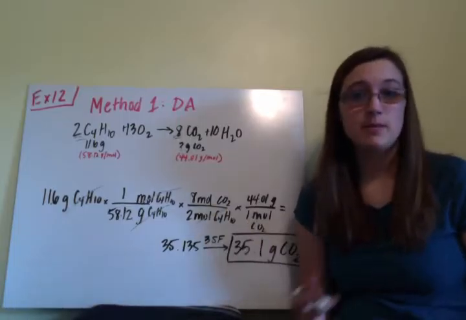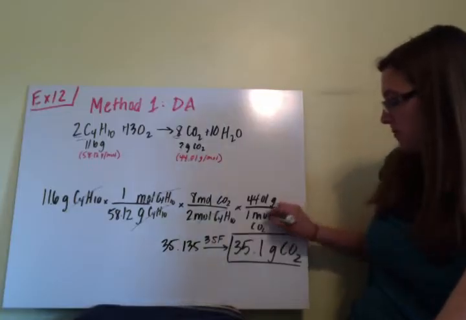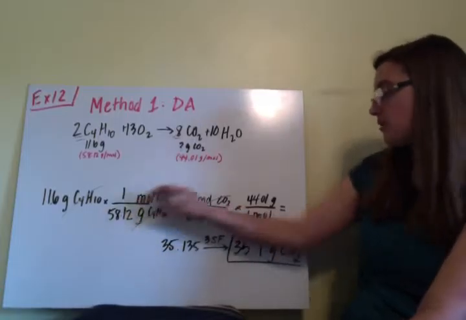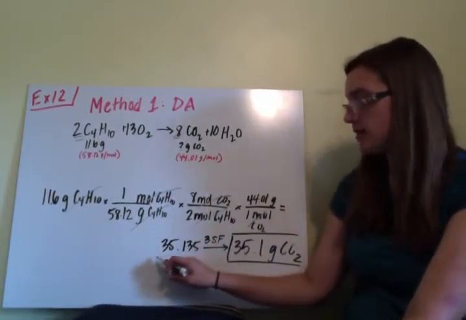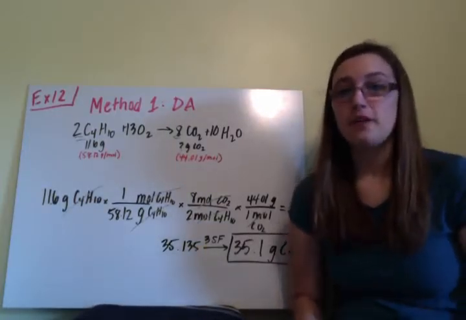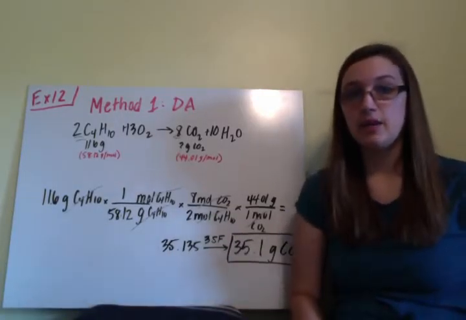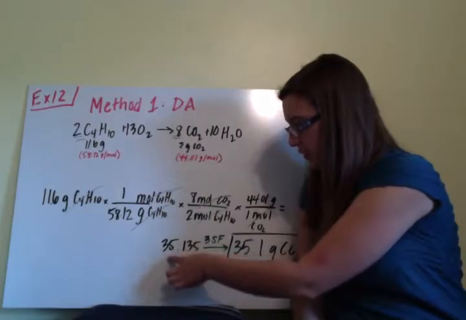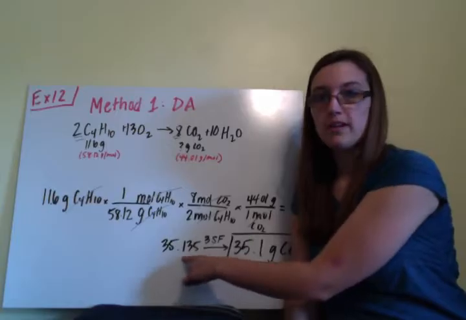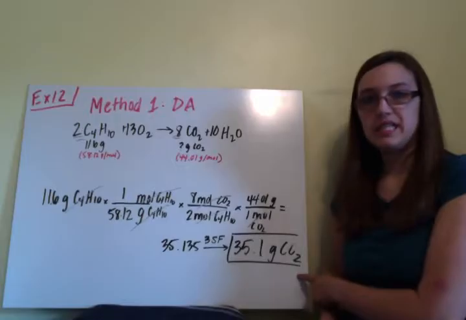However, the problem doesn't ask me for moles of CO2, it asks me for grams. So I have to take it a step further, cancel out my moles, and go to grams. Then we solve this: multiply across the top, divide by what's on the bottom, and we get 35.135 grams of CO2. However, our given is 3 significant figures, so my answer needs to be 3 significant figures, which means I'm going to have 35.1. Because this 3 is less than 5, this 1 is going to stay a 1 and it's not going to round. So we get 35.1 grams of CO2.